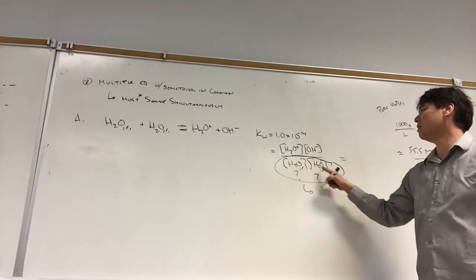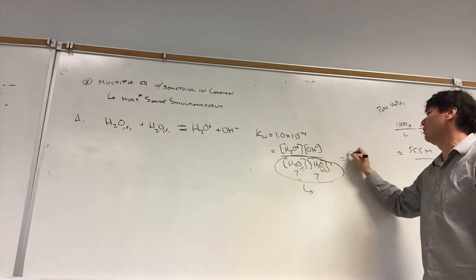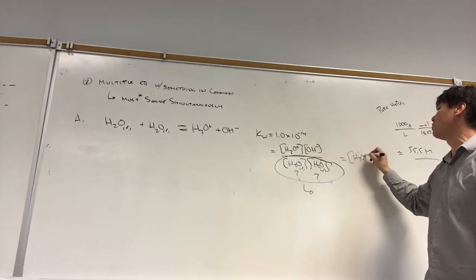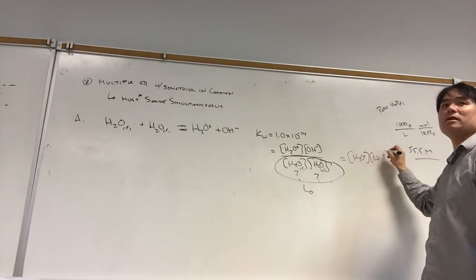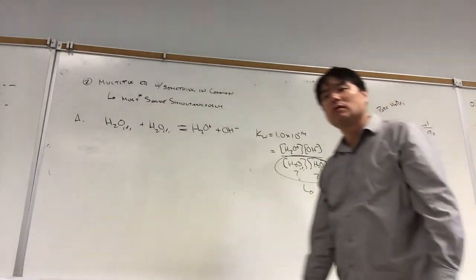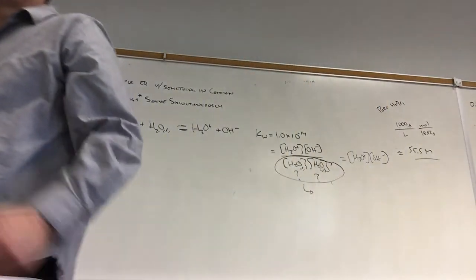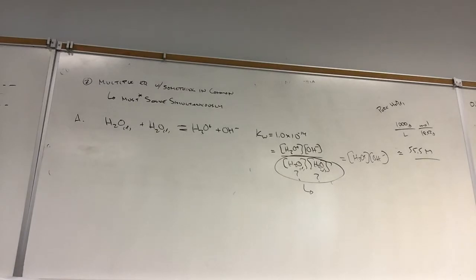And so whenever we have solids or pure liquids, their activities are 1. So this just ends up being hydronium times hydroxide. Here. Having an activity of 1 is ideal? Or is it not? Activity of 1 just means that it doesn't change much.